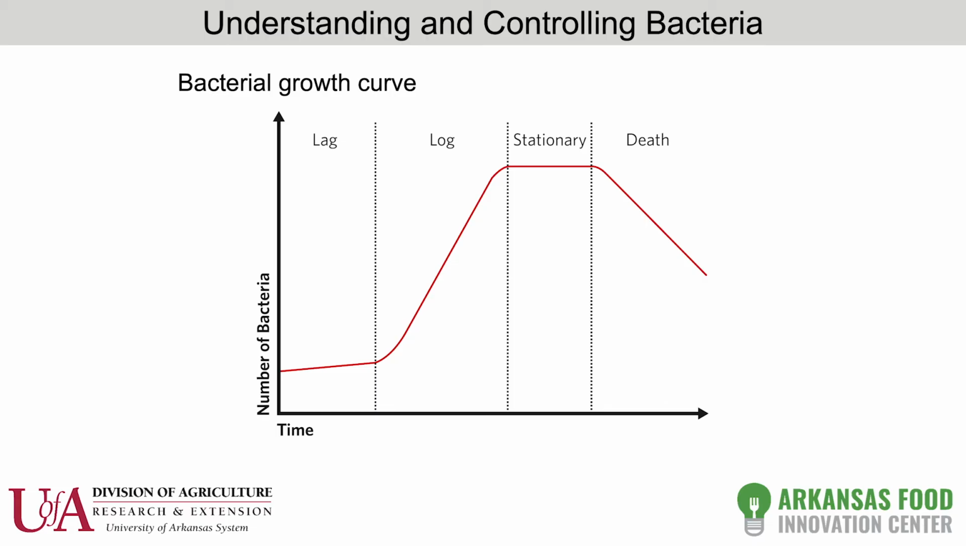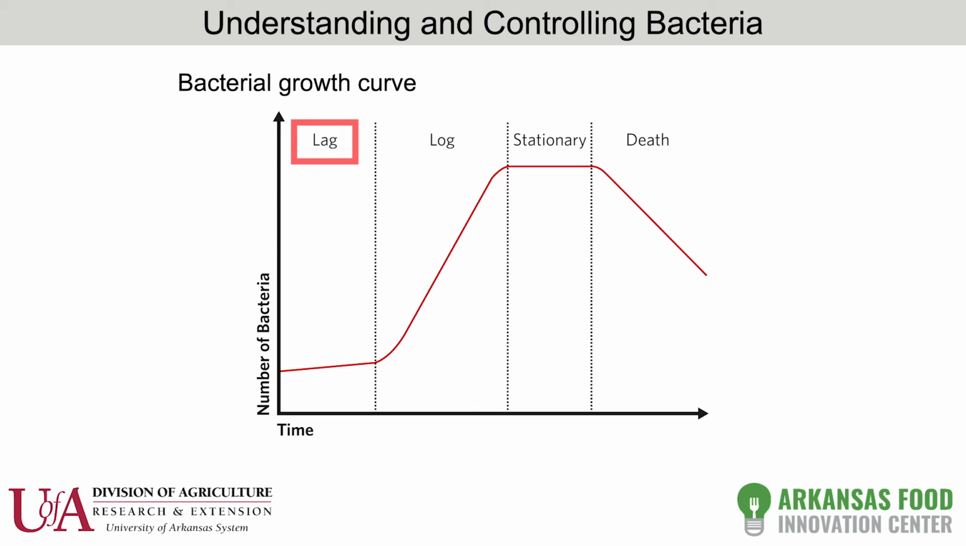When we look at the progression of bacterial growth in a food, we see that it can be broken into 4 stages, or phases: lag phase, log phase, stationary phase, and death phase. Understanding what happens in each of these phases helps us understand how to control bacterial growth.